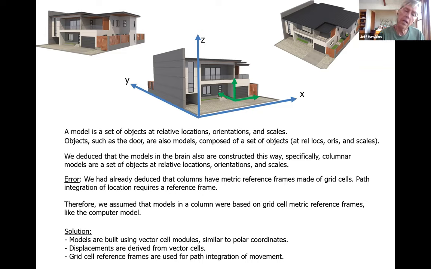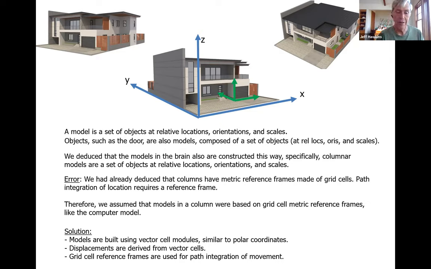And as Marcus proposed, the displacements now are not derived from changes in grid cell modules, as we proposed in the frameworks paper, but they're derived from vector cells. You can calculate a displacement between two vector cell representations, in some sense in polar coordinates. And that's where the displacements are derived. So the whole model is built around these vector cells.